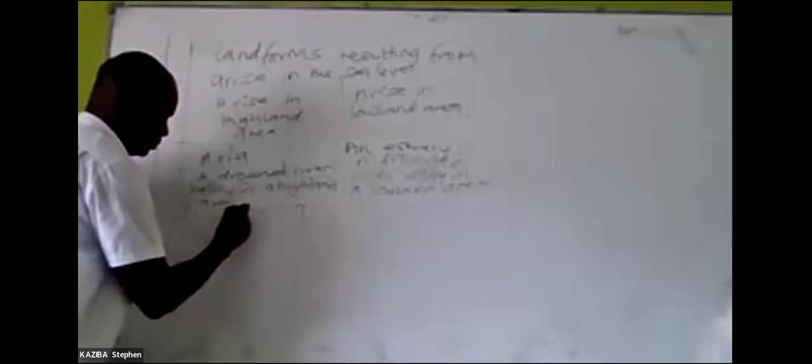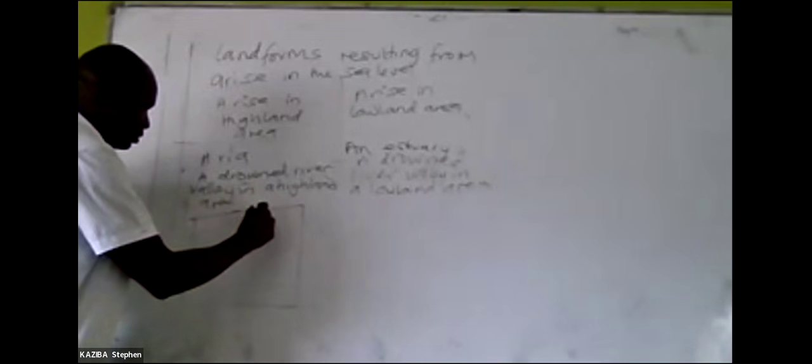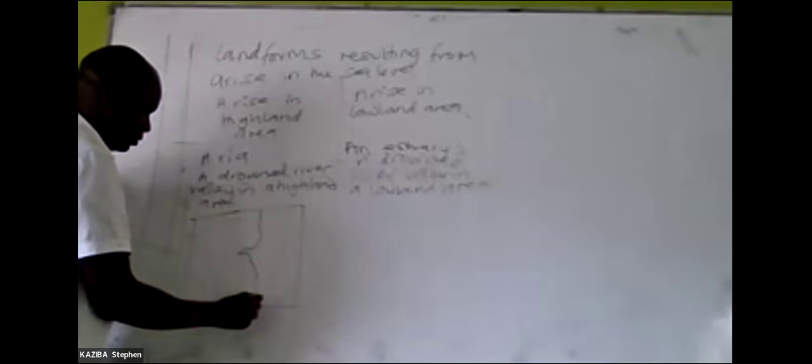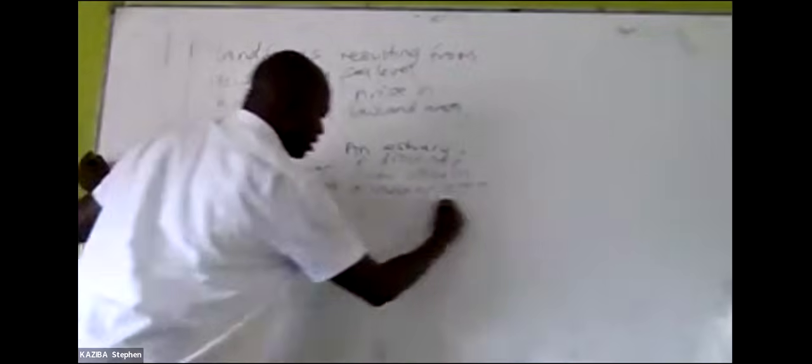So when you're drawing, the diagrams are almost the same. This one is like this. Then you draw your area like this. So it's the drowned river valley. You draw this. It's the sea. This is now highland. So you put this as area. Then here you draw the same thing.